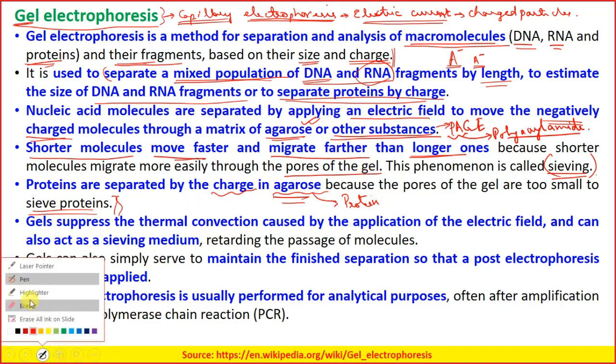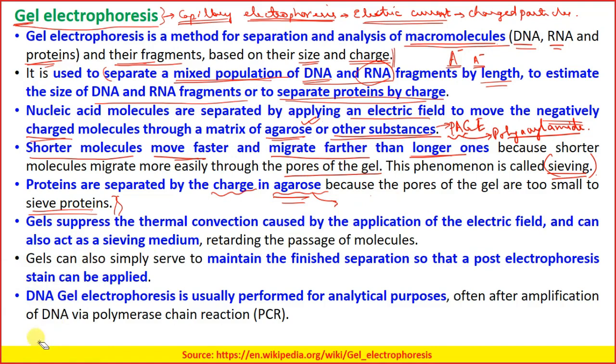These agarose gels are used for nucleic acids, and the polyacrylamide gels are used for protein molecules. Please keep this in mind. Agarose is generally used for nucleic acids, and polyacrylamide is used mainly for the separation of protein molecules. Why are gels used?